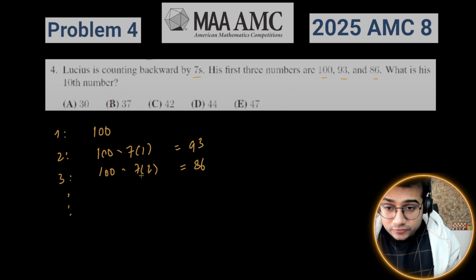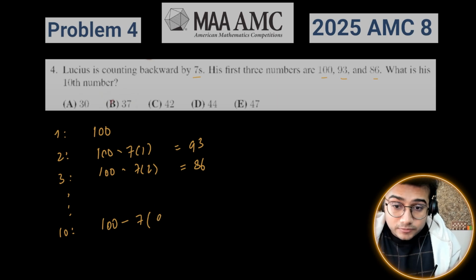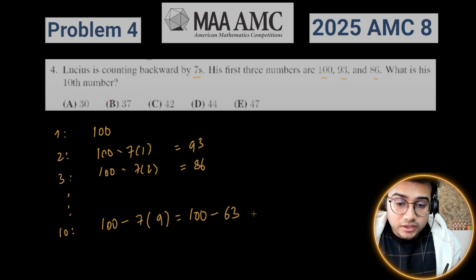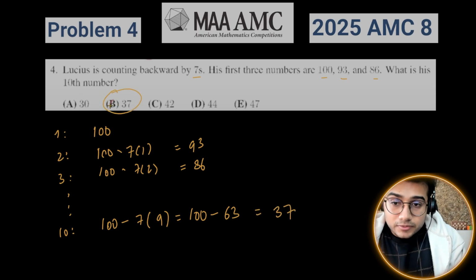So if we keep going, if you see the pattern, what is it? The 10th number will be 100 minus 7 times what? 7 times 9, which will be 100 minus 63, which is 37. So the answer is B.